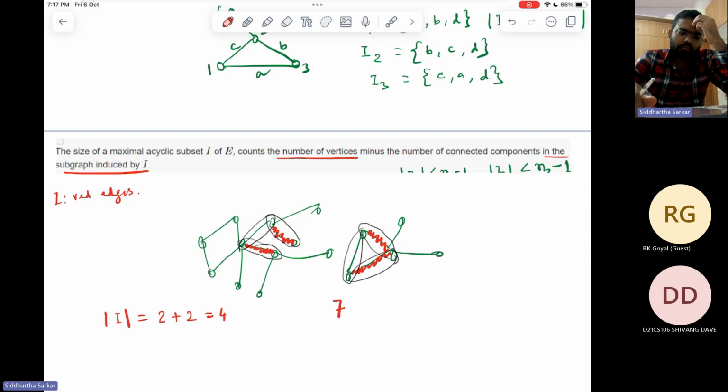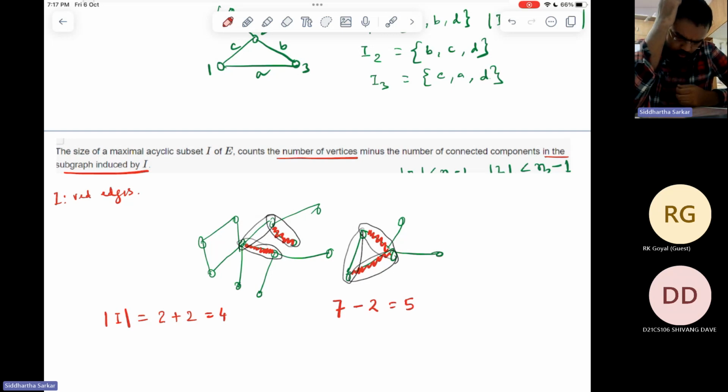Minus the number of connected components in the subgraph induced by I. So there are two connected components. I'm not sure why it is not matching. Have I done the right thing? The size of a maximal acyclic subset I of E counts the number of vertices minus the number of connected components.